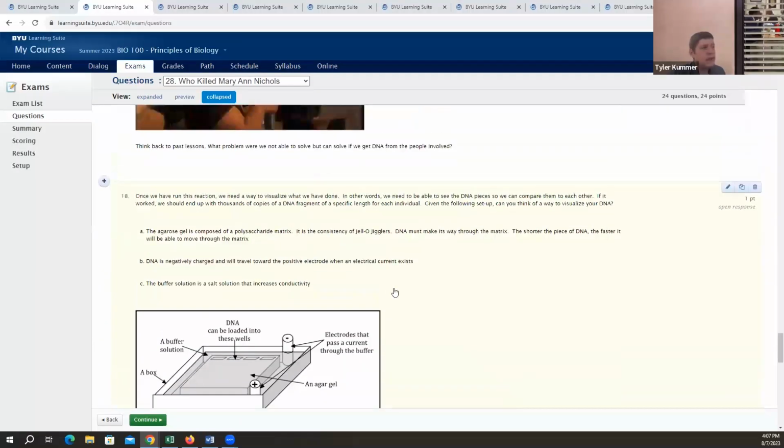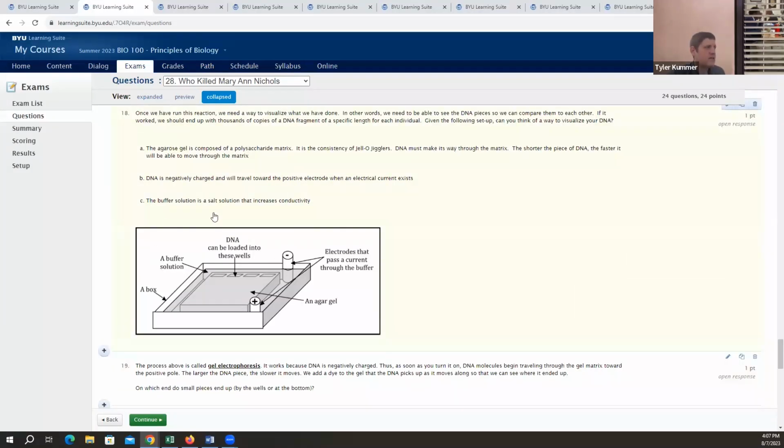All right, so once we have copies of the DNA, then we need to visualize that DNA. And that's what this gel electrophoresis process is, right? We can put our sample into these wells, and DNA is negatively charged. So if we put a negative charge on this end and a positive charge on this end, we can pull that DNA through these wells and cause them to separate.